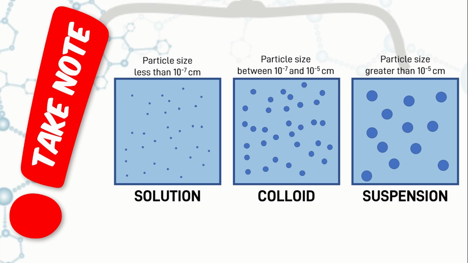But when you dissolve a solute having particle size between 10 raised to negative 7 and 10 raised to negative 5 cm in a solvent, it will form a colloidal mixture. But when the particle size dissolved is greater than 10 raised to negative 5 cm, then it will form a suspension.